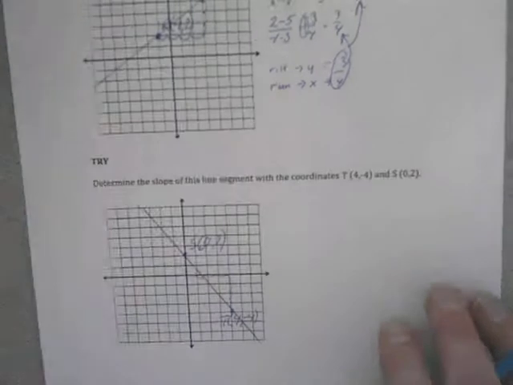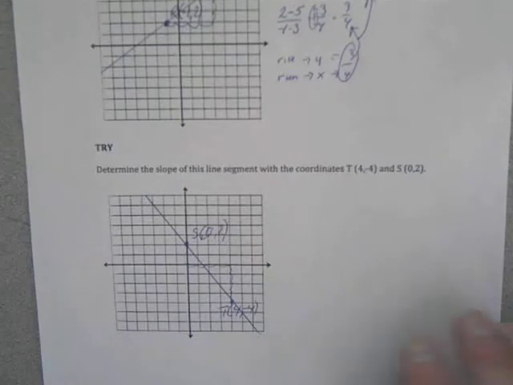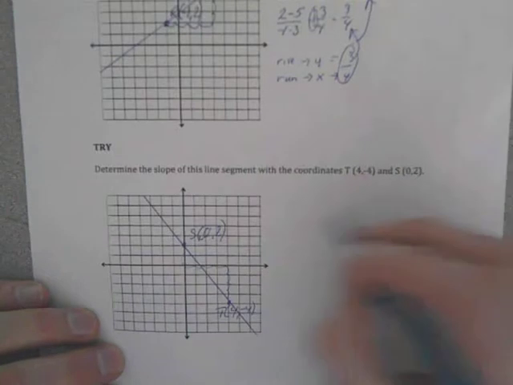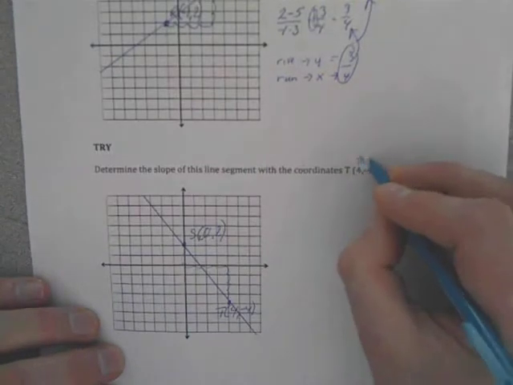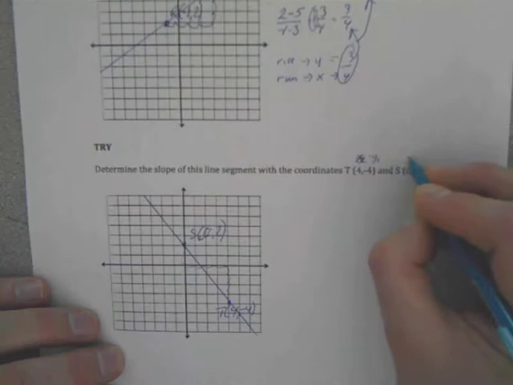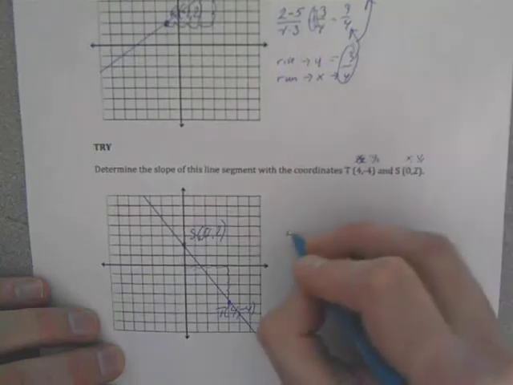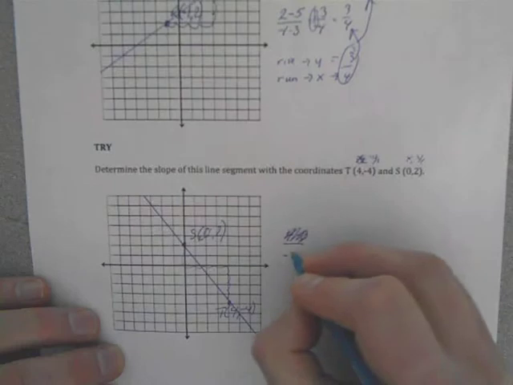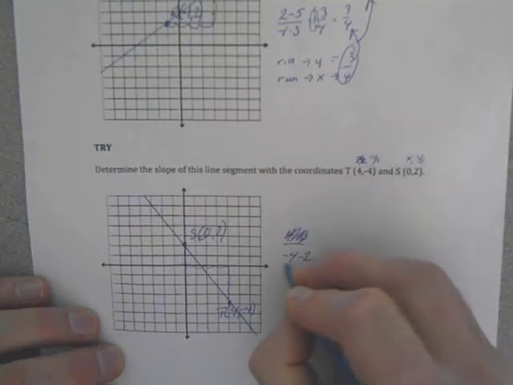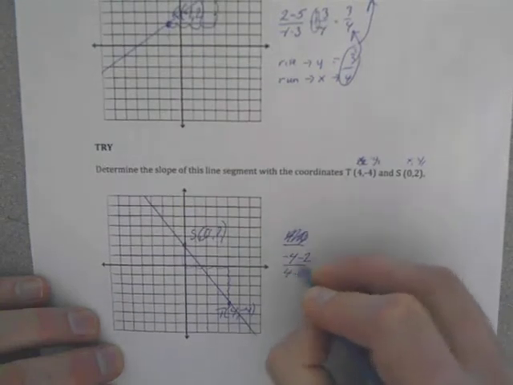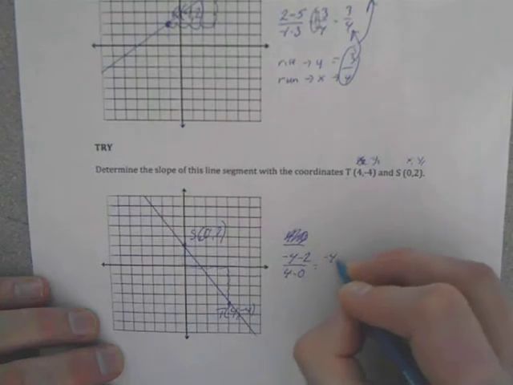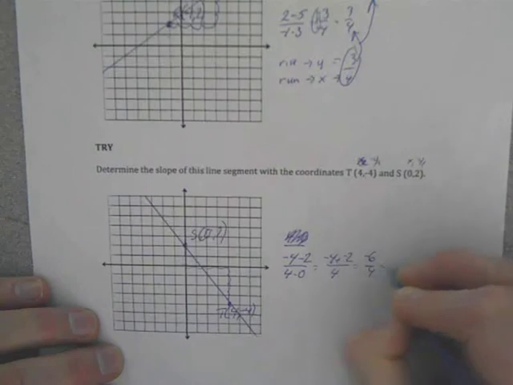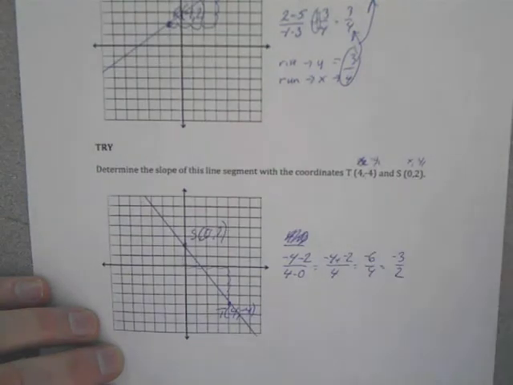Coordinates, I should say. And then we will solve the question. Once again, 4 is bigger than 0, so I'm going to use that one. So this is my x2, y2 over x1, y1. So it should be negative 4 minus 2 over top of 4 minus 0. Negative 4 minus 2 is the same as negative 4 plus negative 2 over 4, and you get negative 6 over 4, which reduces to negative 3 over 2.